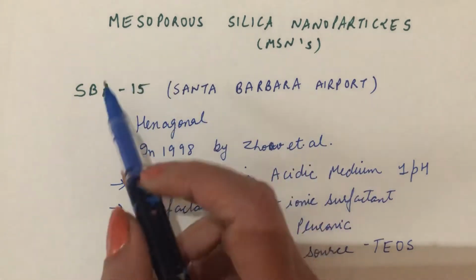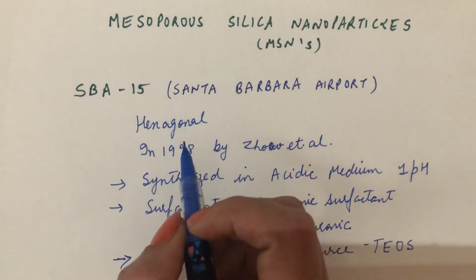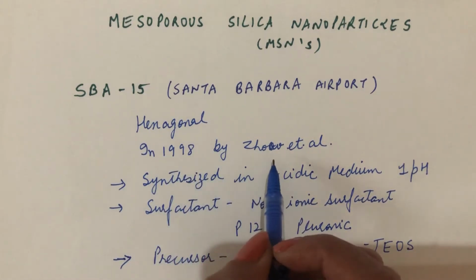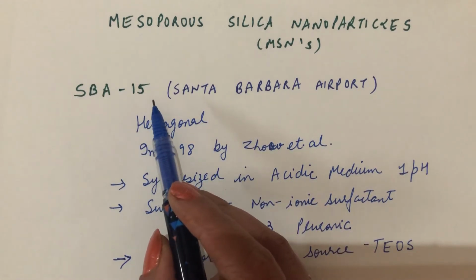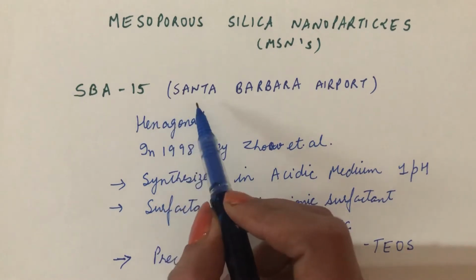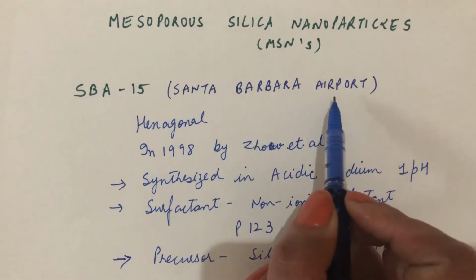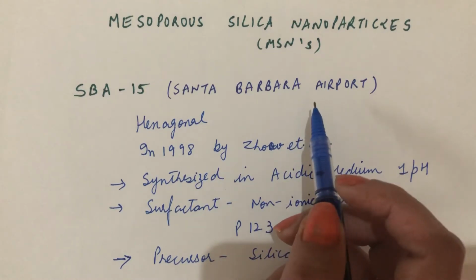Now, SBA15 was first synthesized in the lab in 1998 by Zhao et al. They synthesized this SBA15 by accident. Apart from that, its full form is Santa Barbara Airport, right? It's not important, I just wrote it here for your reference.